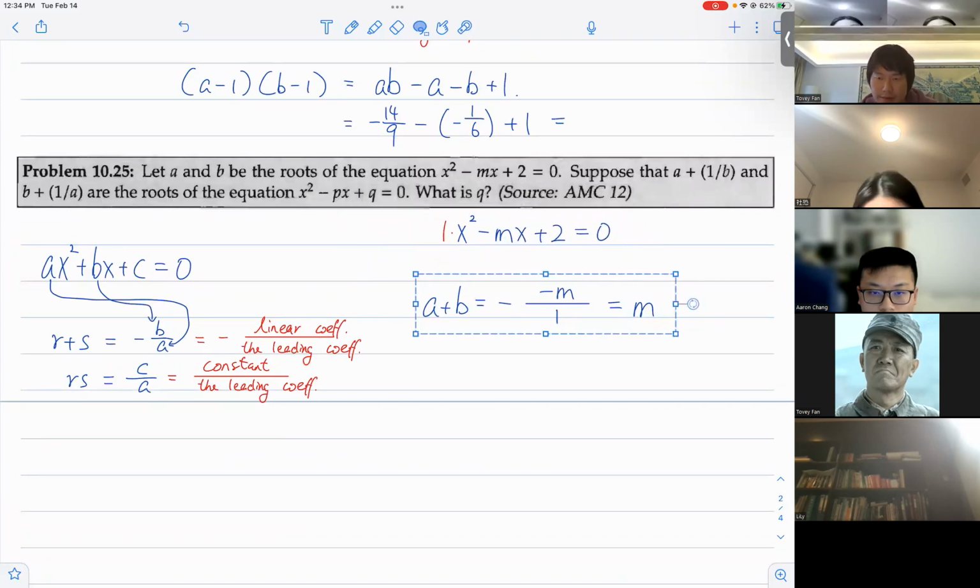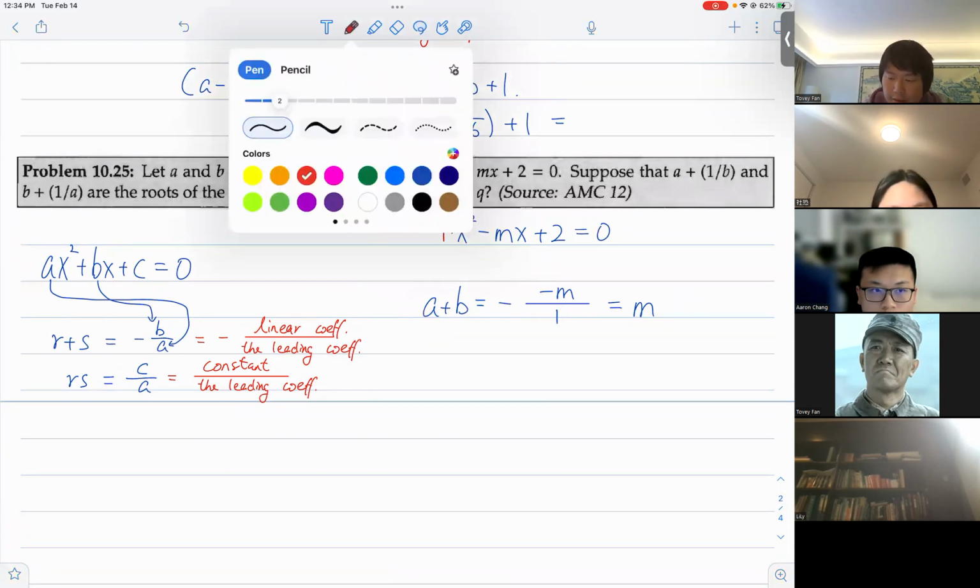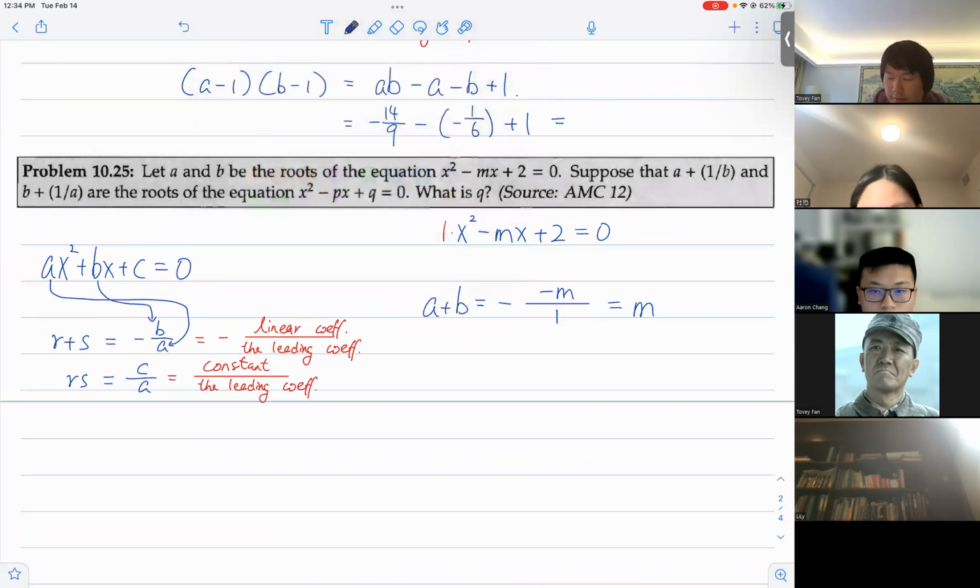All right, so does that make sense to you now? A plus B? Okay, and then we can move on. Applying Vieta's theorem, what about A times B in this case?